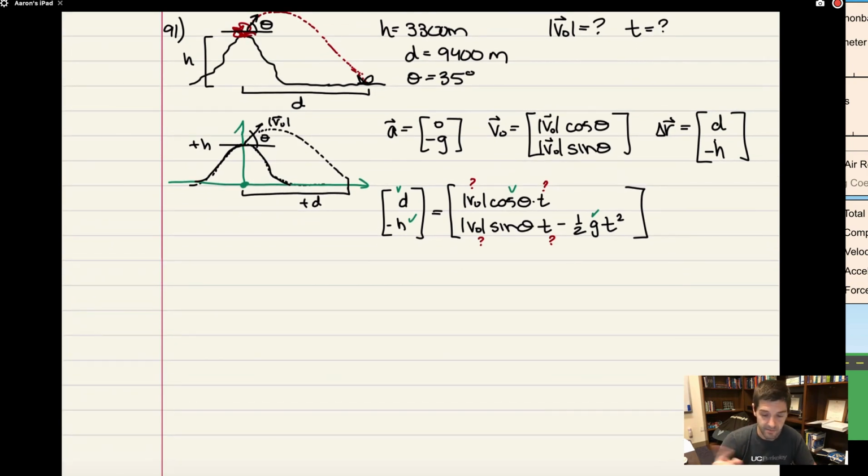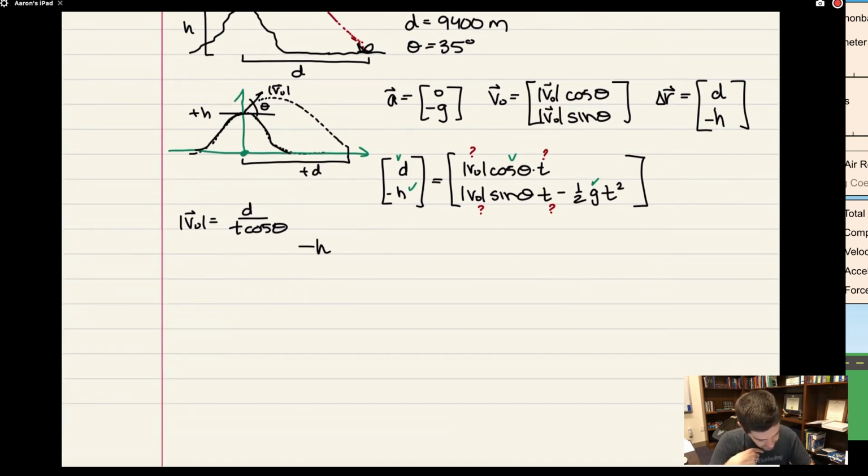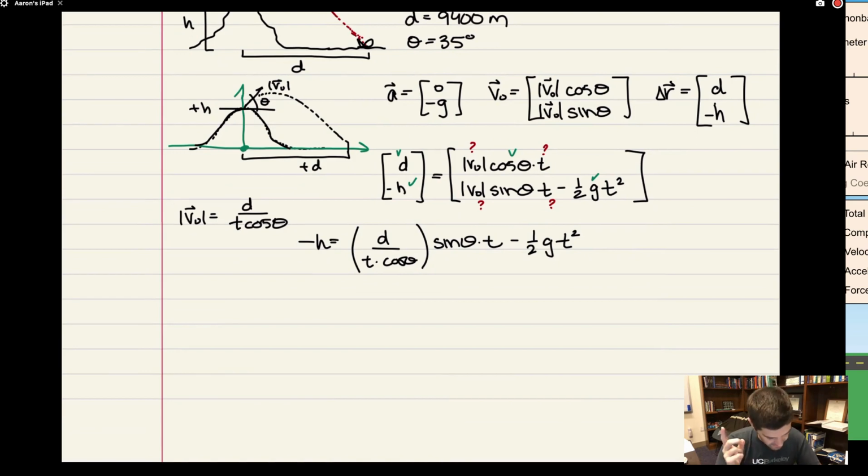So since I want time, I want to get rid of the other variable. So I could write that the speed is d divided by t cosine theta. I get that from the top equation. And then I plug that into the second equation. So minus h equals d divided by t cosine theta, multiplied by sine theta times t, minus 1/2 g t squared. Now what makes this nice is there's a t on the top and the bottom here, so those cancel. Again, you have sine over cosine, which is tangent.